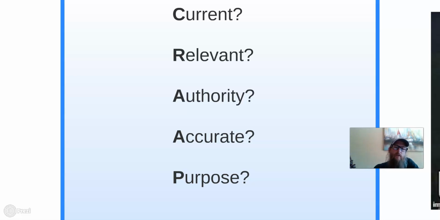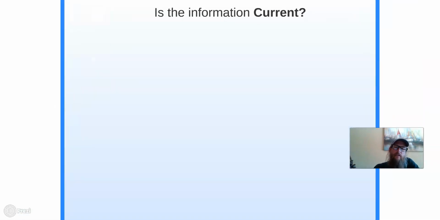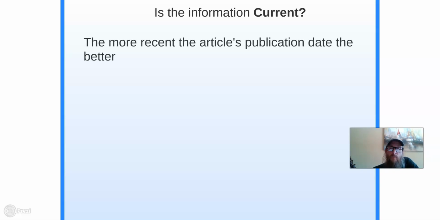For example, let's look at the C. Is the information current? Well, there's a pretty easy way to tell how current your source is, right? Most credible periodicals include a publication date with the article. Most students know intuitively that they should not use a source that is over 10 years old in a paper like this because it's going to have outdated information.